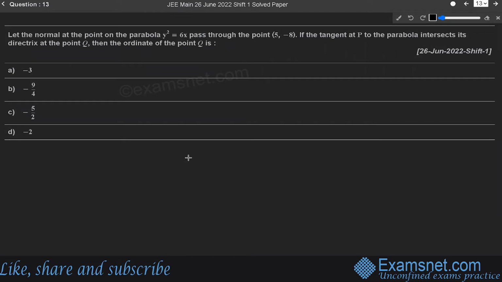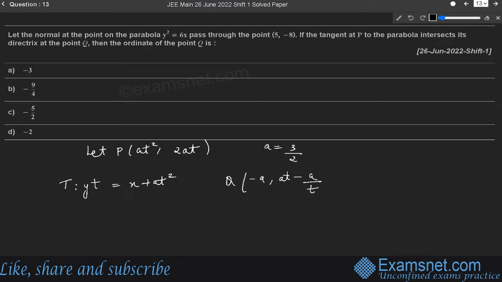Next question is, let the normal at the point P on the parabola y² = 6x pass through the point (5, -8). If the tangent at P to the parabola intersects the directrix at the point Q, then the ordinate of point Q is. So let the coordinate of P be (at², 2at), where a is equal to 3/2. Therefore, we can say that the tangent is such that ty = x + at². So point Q will be (-a, (at² - a)/t).